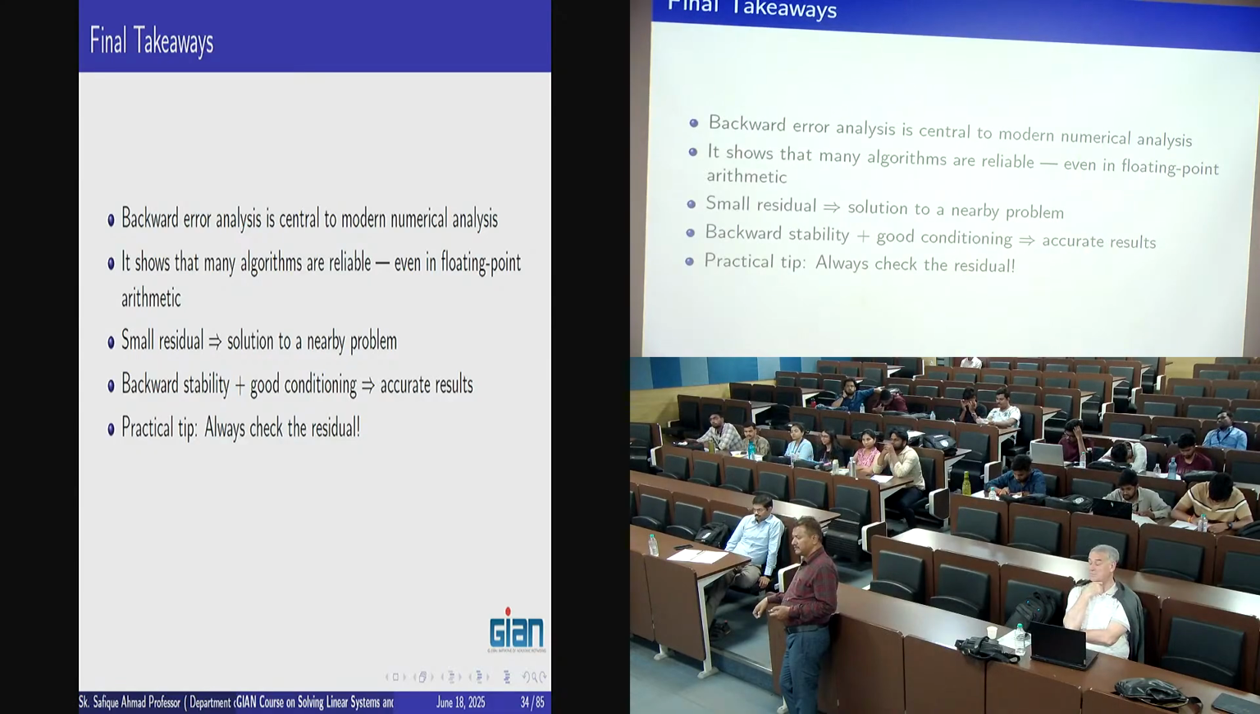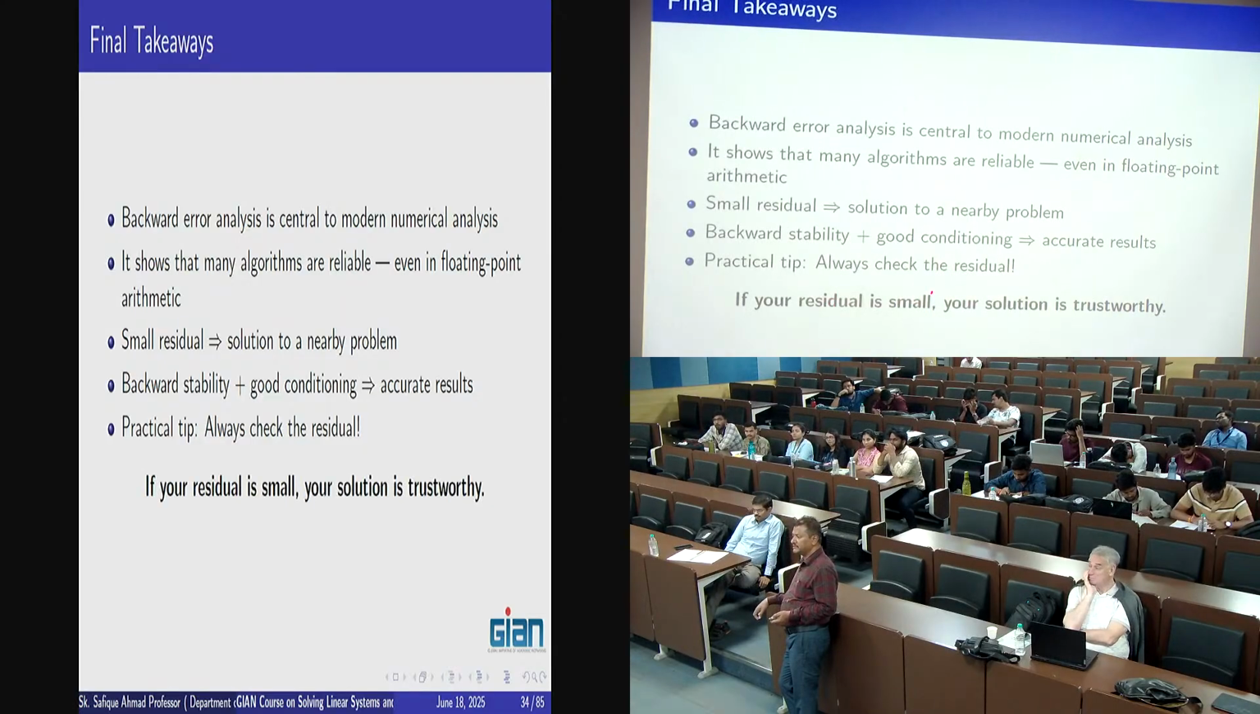Always check the residual. If it is small, then you can predict something. If your residual is small, your solution is trustworthy. That means it is accurate.